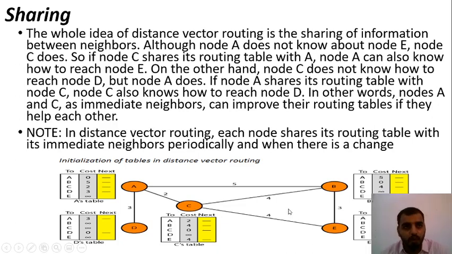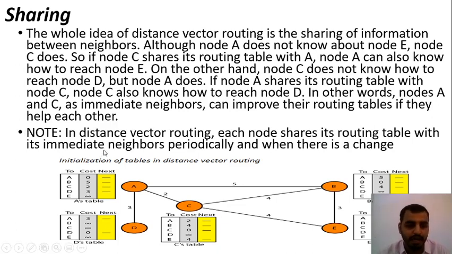So this is the way. Every node will share its information with its respective neighbor nodes or neighbor routers, so that every router knows about the neighbor nodes connected to it. Every router will share its table with the respective neighbors, so that every node knows about its neighbor connections. Understood? This is what we call sharing.